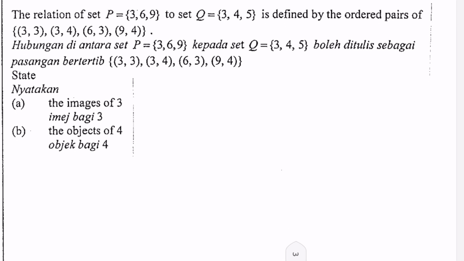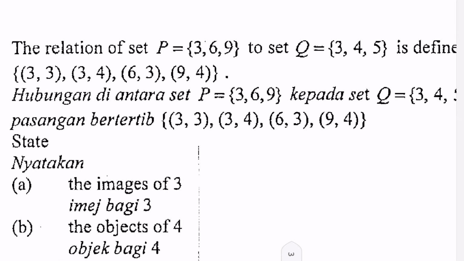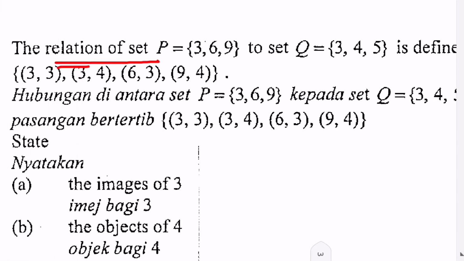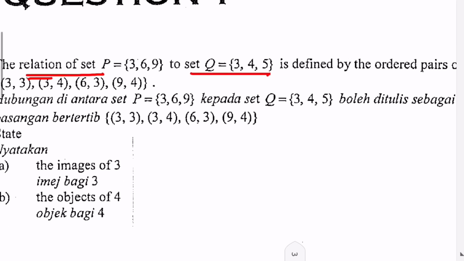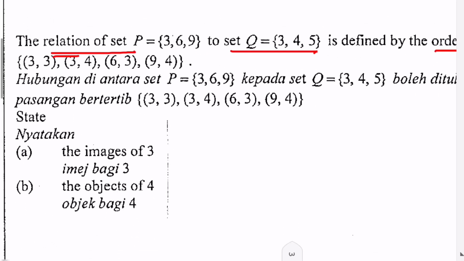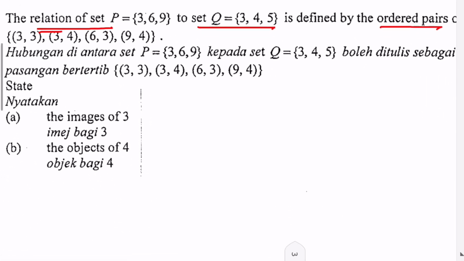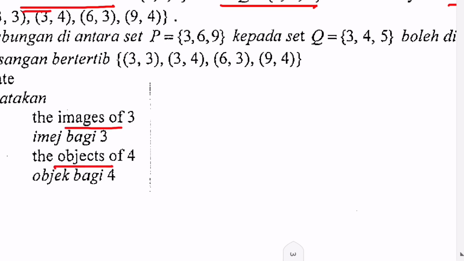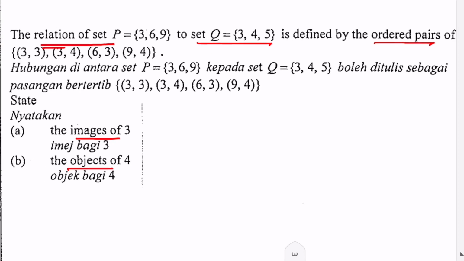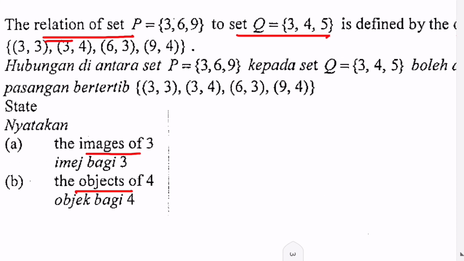Let's see this question. The relation of set P, which consists of 3, 6, 9, and set Q, which consists of 3, 4 and 5, is defined by the ordered pairs (3, 3), (3, 4), (6, 3) and (9, 4). Okay, these are the ordered pairs given. So now you're asked to state the images of 3 and the objects of 4. So let's see how to do this.